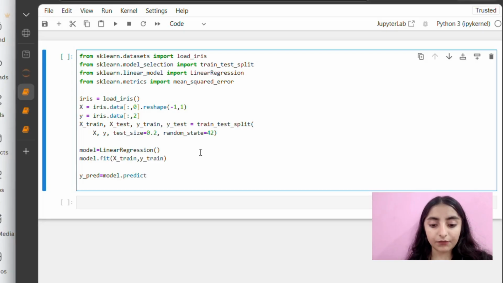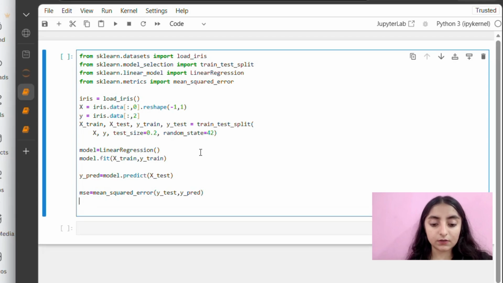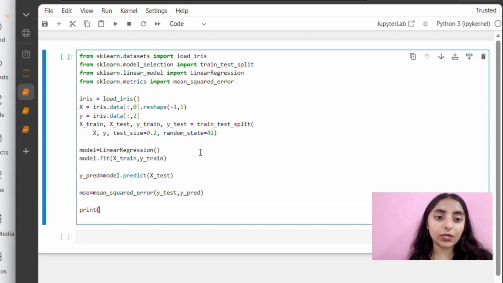We imported the linear regression model, and first we need to fit the model. So model = LinearRegression(), then model.fit(X_train, y_train). Here we are predicting with the model to get predicted values. Here we are computing MSE, which is the mean squared error.